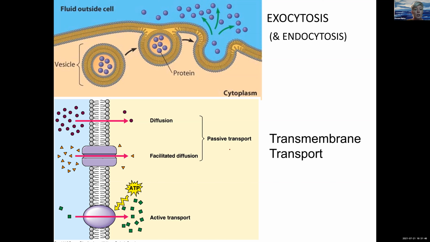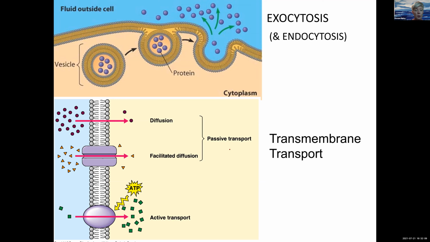All right, so we call diffusion and facilitated diffusion, which is when there's that tube protein, passive transport because no energy is being used. We're going to call it active transport if energy is being used. Energy is going to be in the form of an ATP molecule. We're just going to deliver the energy needed.